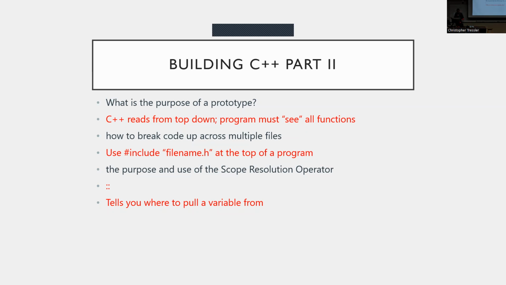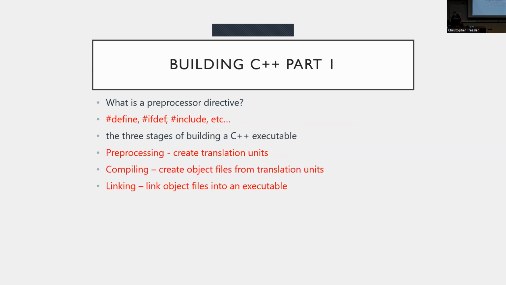Finally, we have the purpose of the scope resolution operator. So that's this little double colon thing. And this is going to tell you basically where you're actually pulling a variable from. You can actually use this as a "this" and it'll still work. In fact, if you go into CLion, if I went all the way back, hold up, let's go all the way back, guys.